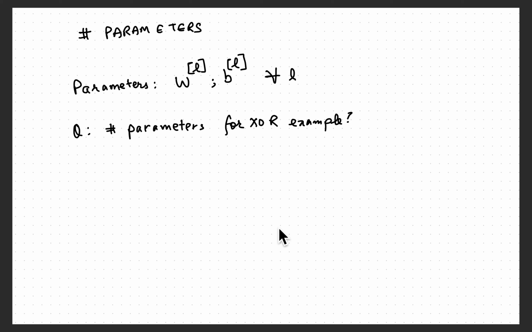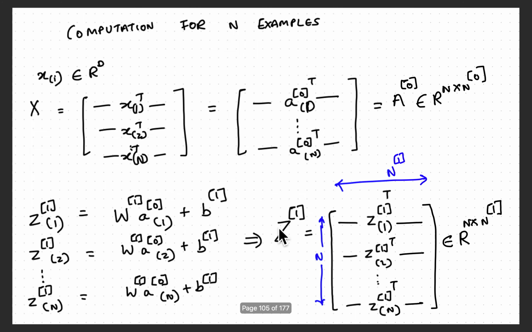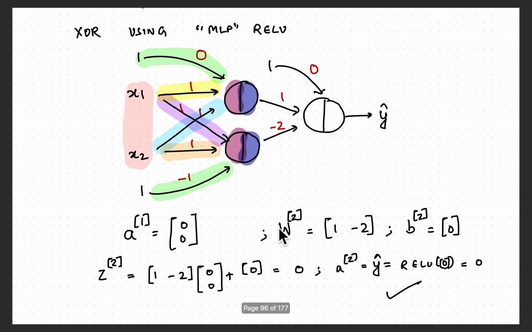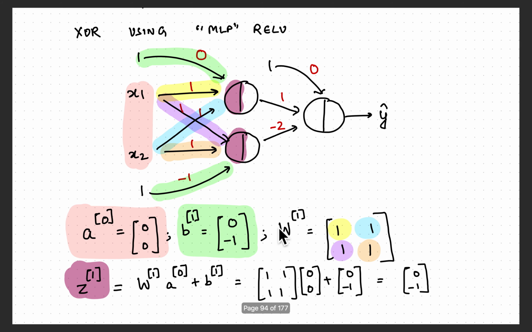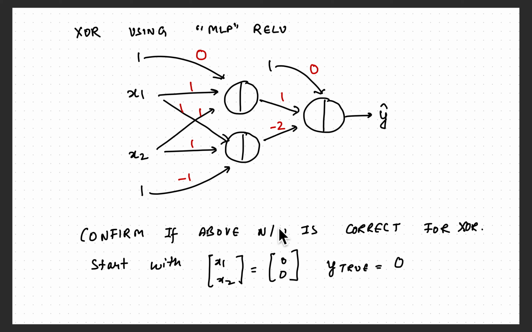to make a prediction. So the question for you is: what is the number of parameters for the XOR example? One way in which you can find the number of parameters for the XOR example is to just go back and look at this. What are the number of numbers I've added here? That's the number of parameters. So 1, 2, 3, 4, 5, 6, 7, 8, 9. So you have 9 total parameters.